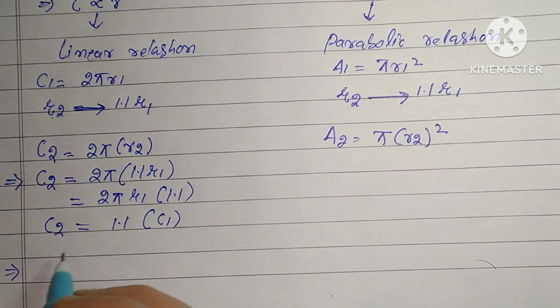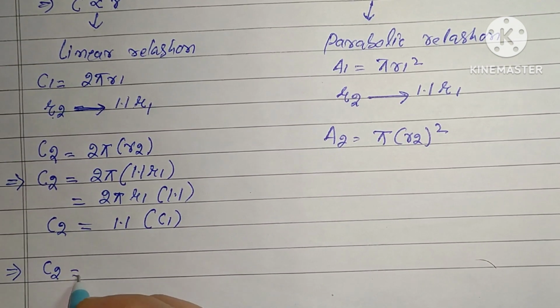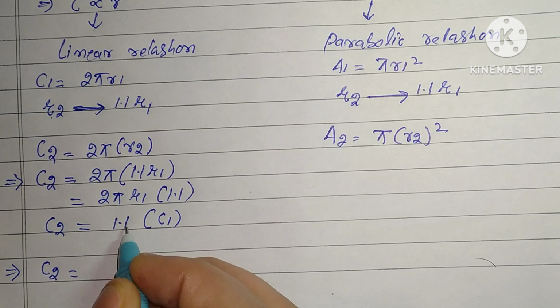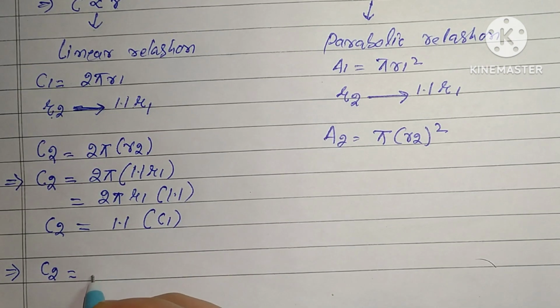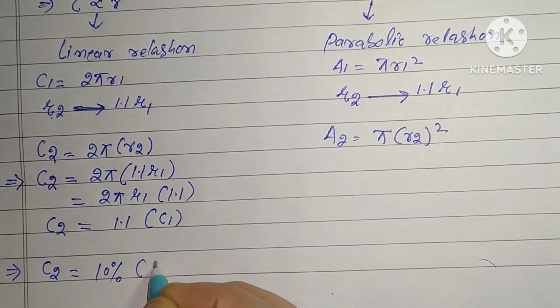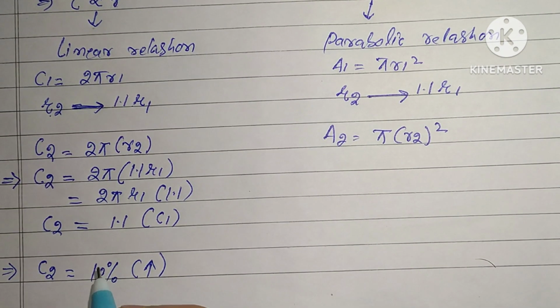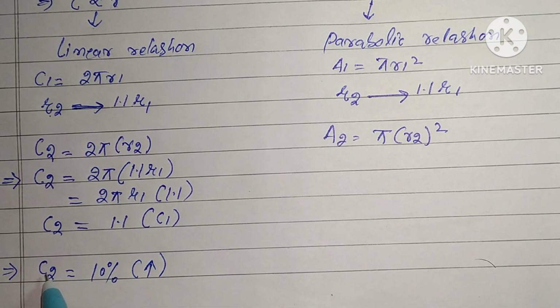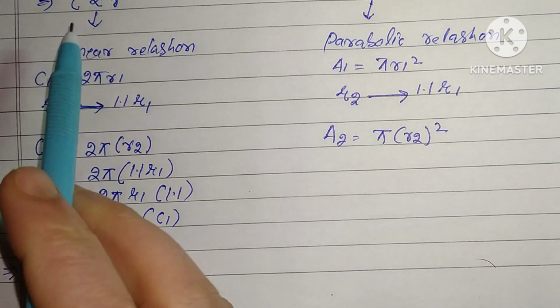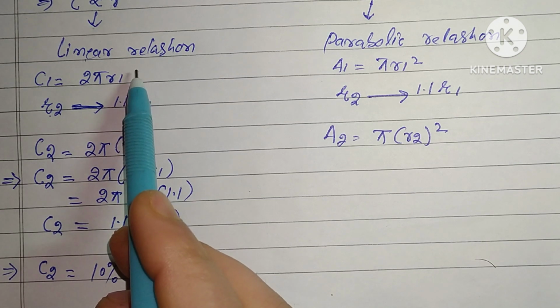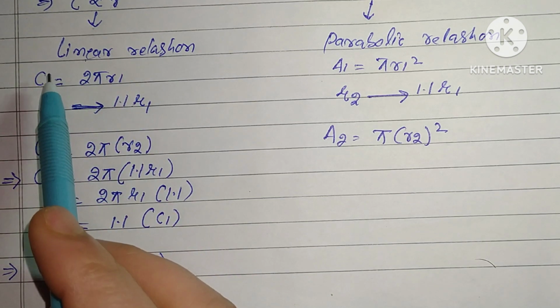Which implies the new circumference is the original circumference times this factor, which is 10% more. New circumference increases by 10%. The conclusion is, if radius increases by 10%, circumference will also increase by 10%, because there is a linear relationship. In a linear relationship, if one parameter increases by some certain percentage, the other parameter will also increase by the same percentage.